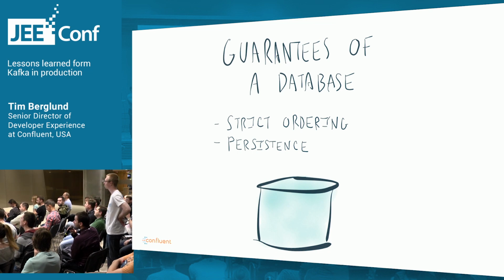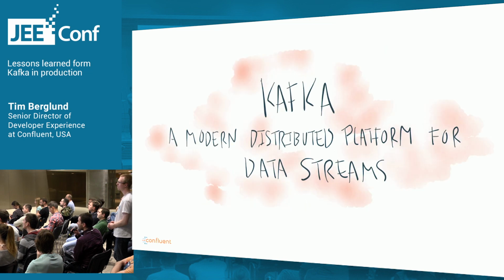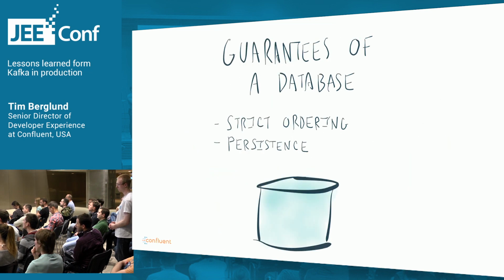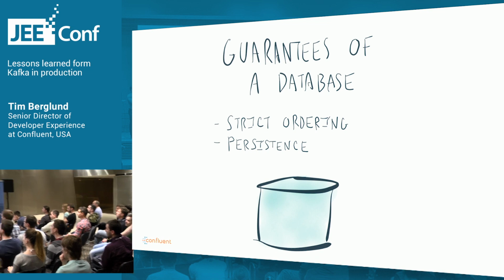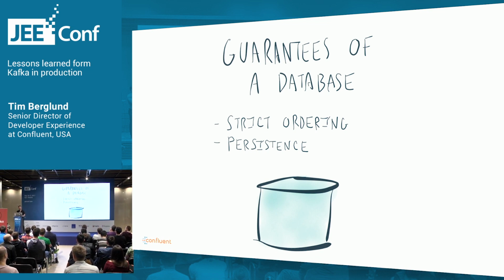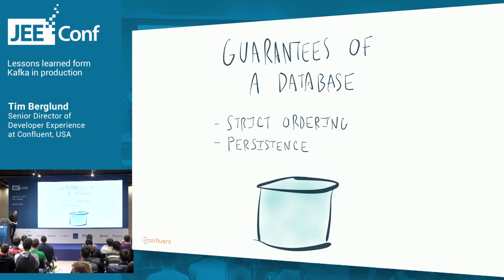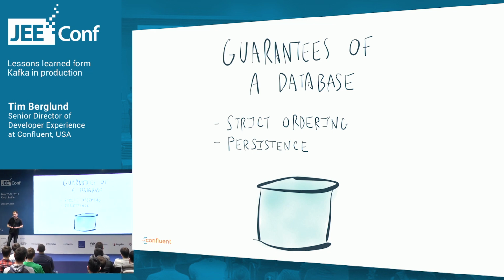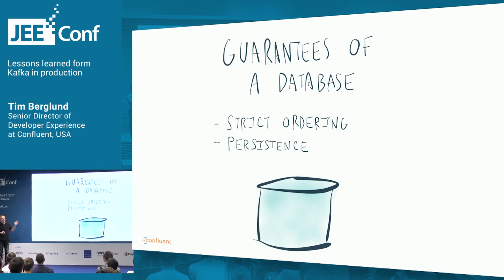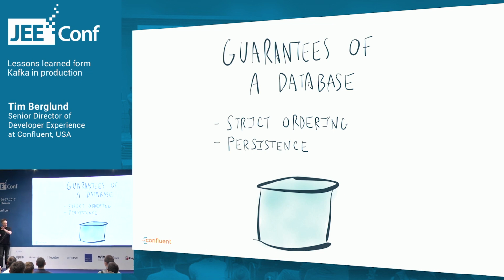Could you please move one slide back and say a few words about guarantees that Kafka provides? This slide. Yes, I skipped over it because I can if I want, but because you asked, not much here. Strict ordering, we already talked about that. Within a partition, I've got ordering, and persistence.